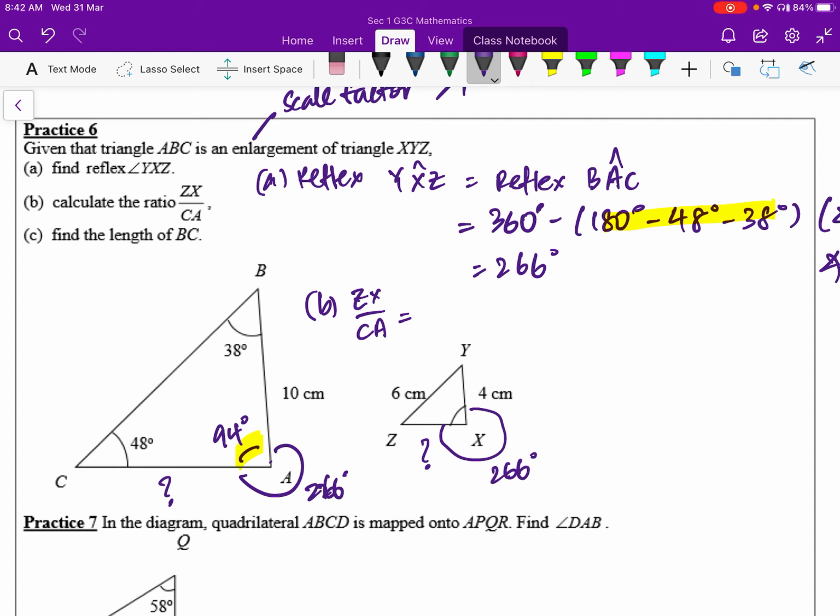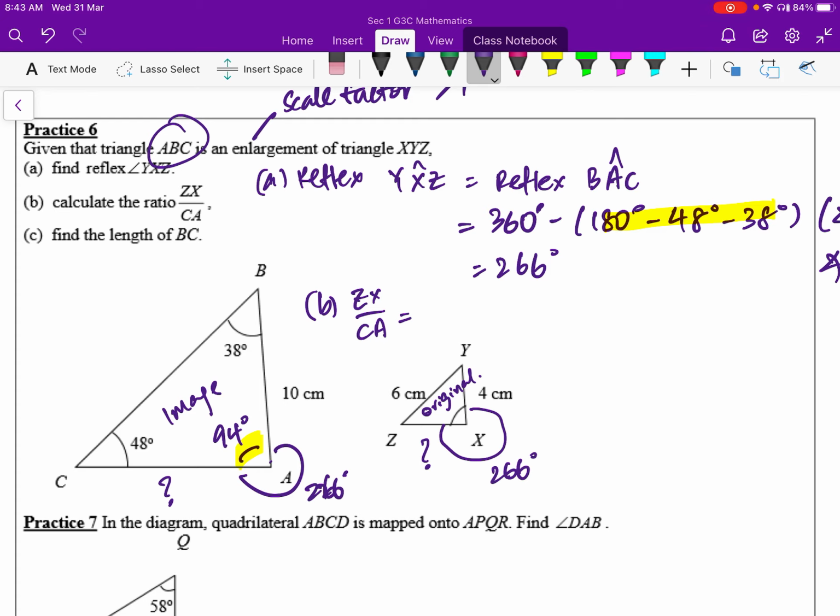But since I know that ABC is the enlargement, this is the image. This is the original. Quite tricky over here. Okay? Now, I know that both of them are similar. I try and find another pair of corresponding sides where I know the lengths.